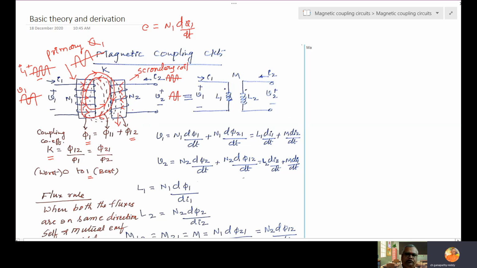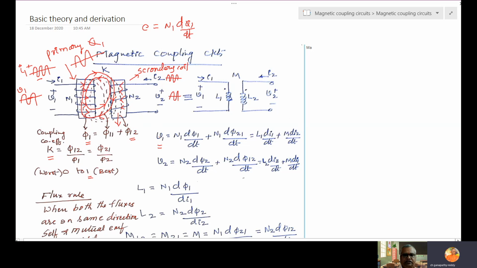What is the self-induced EMF? N2 d phi2 by dt. How much is cutting the primary? Phi21. Then we get a mutually induced EMF. What is that value? N1 d phi21 by dt. If I apply V1 and V2 both simultaneously, both the self-induced EMF and the mutually induced EMF will come.